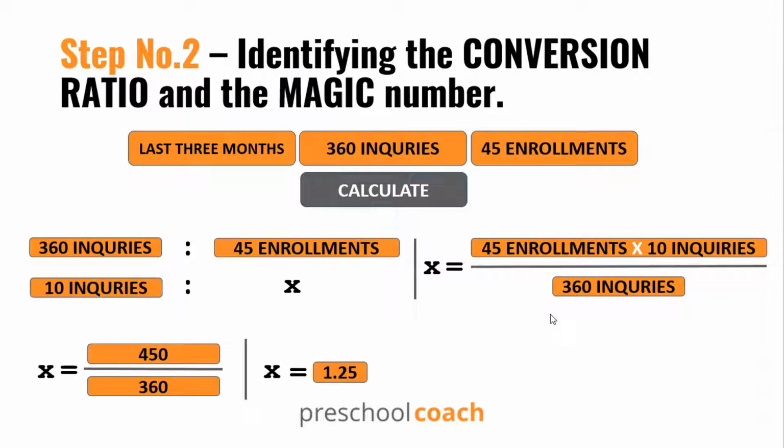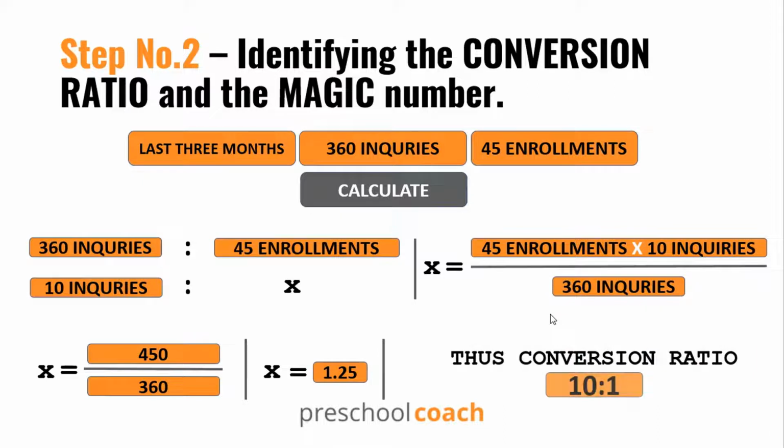Now, if your X is a decimal number, you should round off. So, in this case, I will round off 1.25 as 1. If X was 1.60 or anything equal to 0.5 or more, then I will round it off as 2. Thus, in the second example, your conversion ratio is again 10:1.